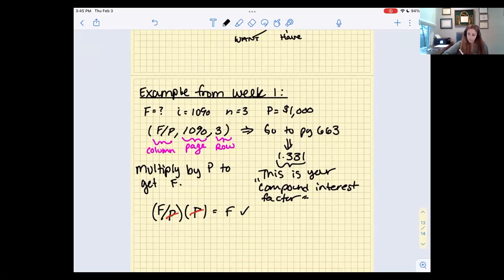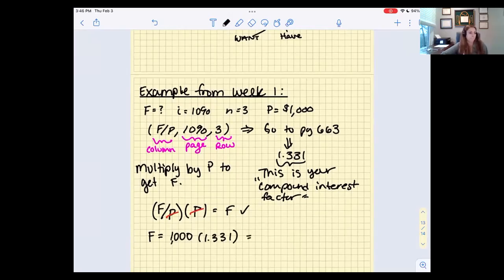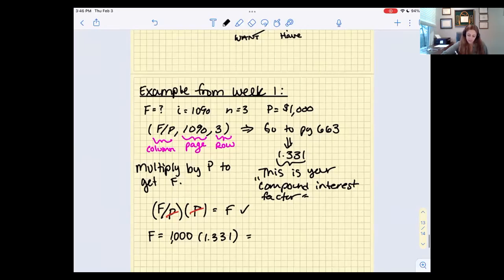So to find F, we would just take the present value, $1,000, multiply by our interest factor that we found from the table. And what would we get? Yes, and looking back at your notes, you should notice that that is the same answer that we got before when we were using the equation.